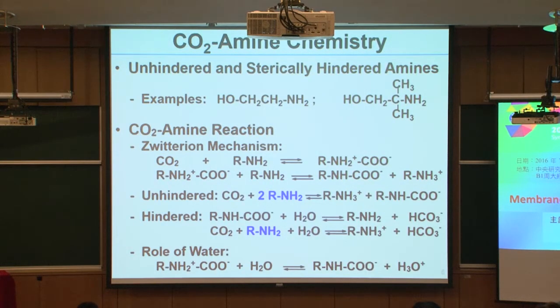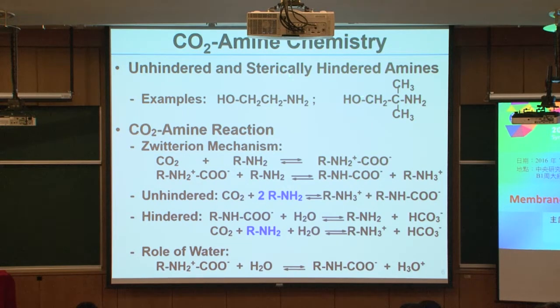So here is the slide on the CO2 amine reaction. Generally, we can classify amines into unhindered amine and sterically hindered amine. For example, monoethanolamine would be the unhindered amine because this ethanol group is linear. Okay, so not much of a steric hindrance.